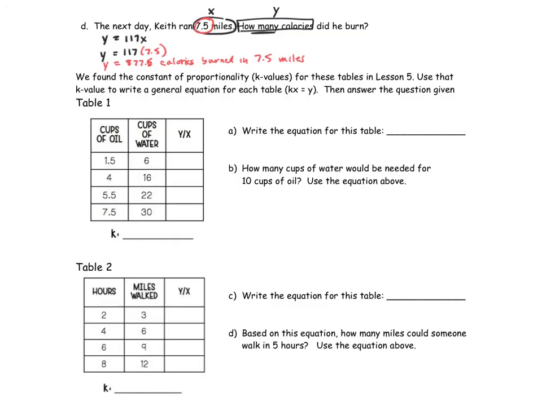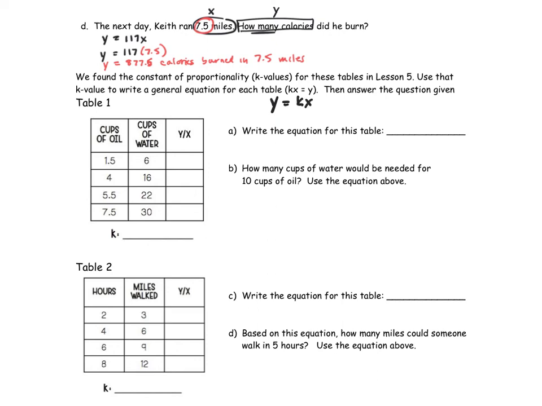So now I'm going to ask you to try this on your own. We found the constant of proportionality, the k values, for these tables in lesson 5. So if you completed lesson 5, you already have the k values. Use that k value for each table to write a general equation. And you're going to notice that it's written kx equals y, which is actually much easier to use in that form because that's how the tables are usually written. However, officially, you're going to see it written as y equals kx.